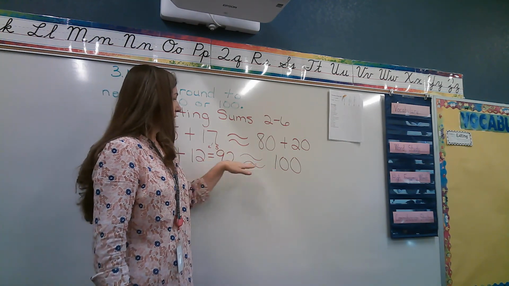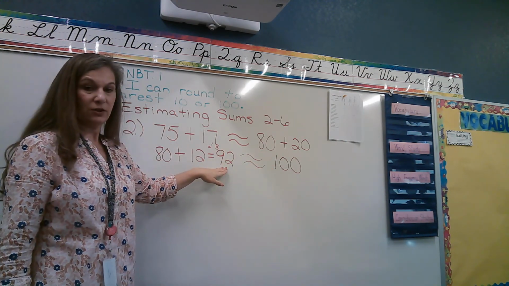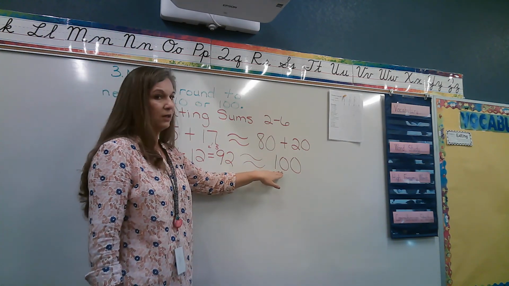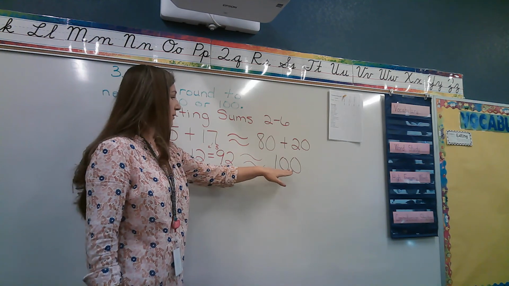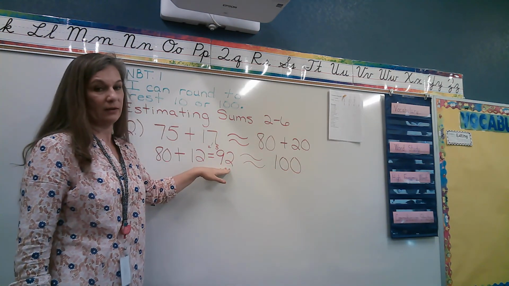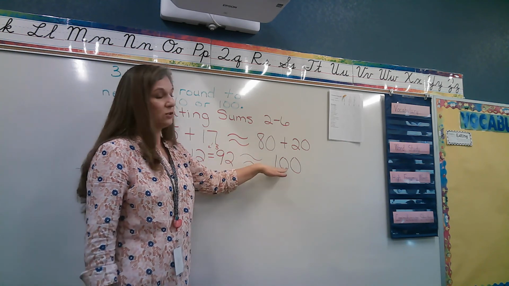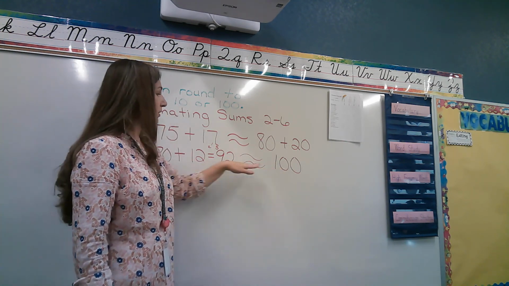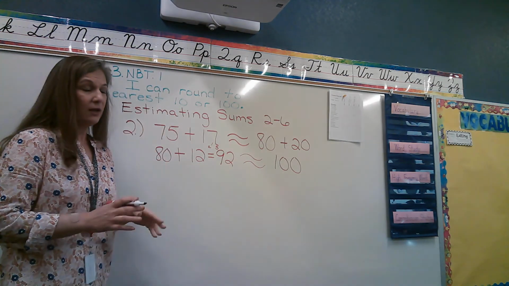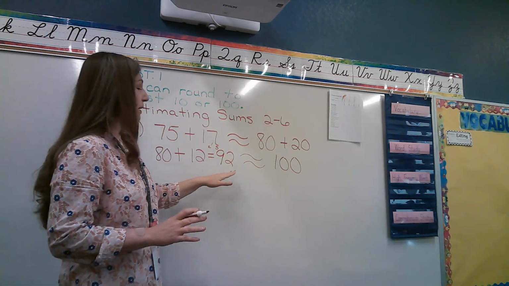So now, if this said 52, then we would probably say it's not a good estimate, which means we either didn't estimate correctly or we didn't add correctly. These should be fairly close to one another. So if they are not within approximation together, then you need to go back and recheck.